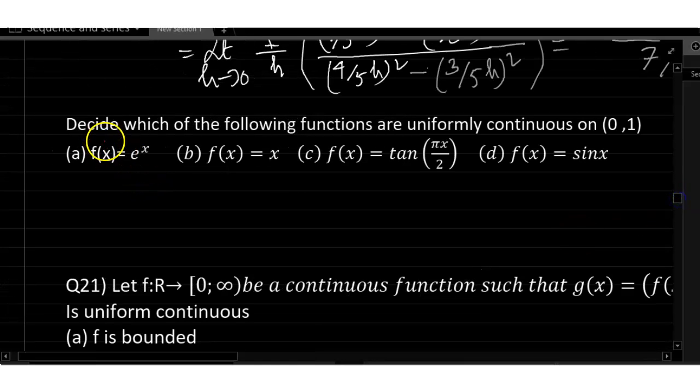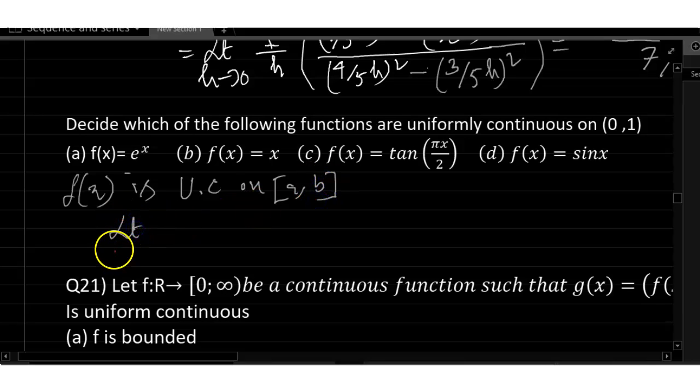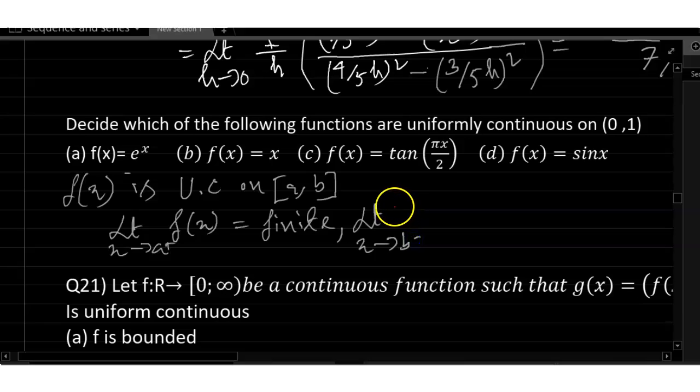Next problem. Decide which of the following functions are uniformly continuous on (0, 1). So friends, a function f(x) is uniformly continuous on the interval (a, b) when the limit as x tends to a plus of f(x) is finite, and the limit as x tends to b minus of f(x) is finite.